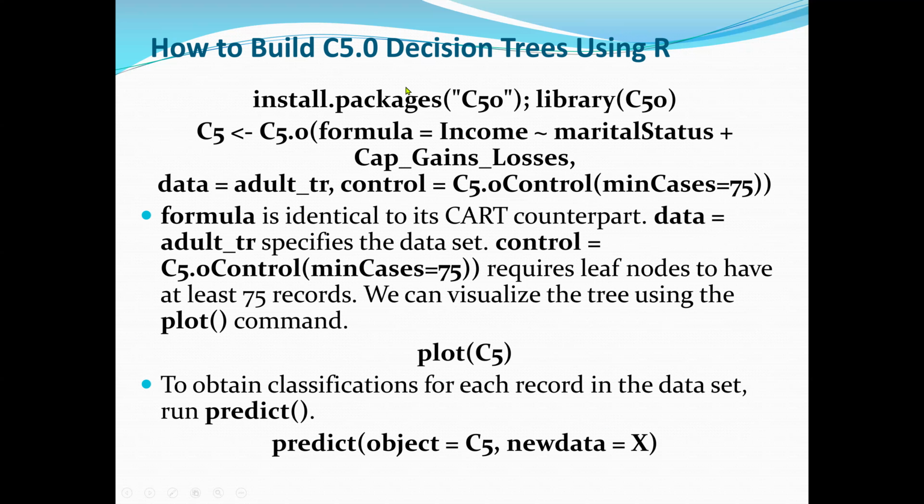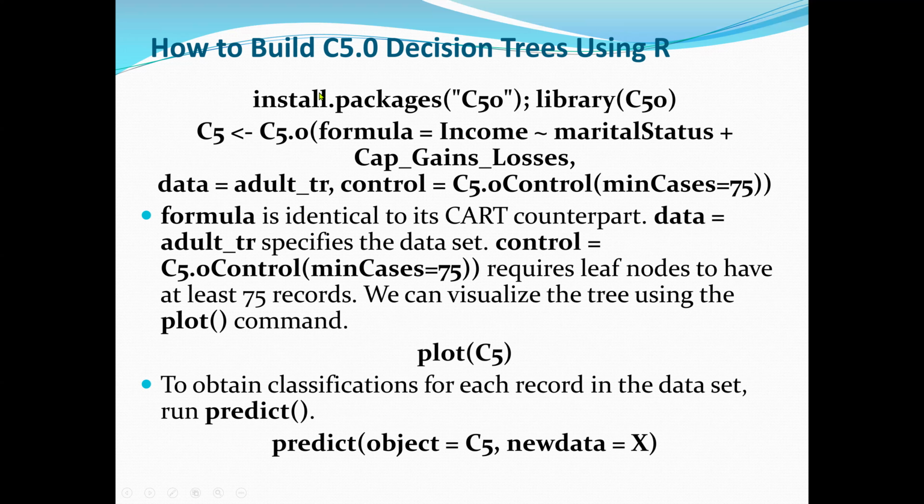So now let's move to the next section. How do we build a C5.0 decision tree? Again, this is another decision tree algorithm called C5.0. This is the same algorithm as J48 in Weka. So again, the steps are the same. If we know how to build any model in R, the most important thing is we should know the package name. If we know the package, I think the rest is straightforward.